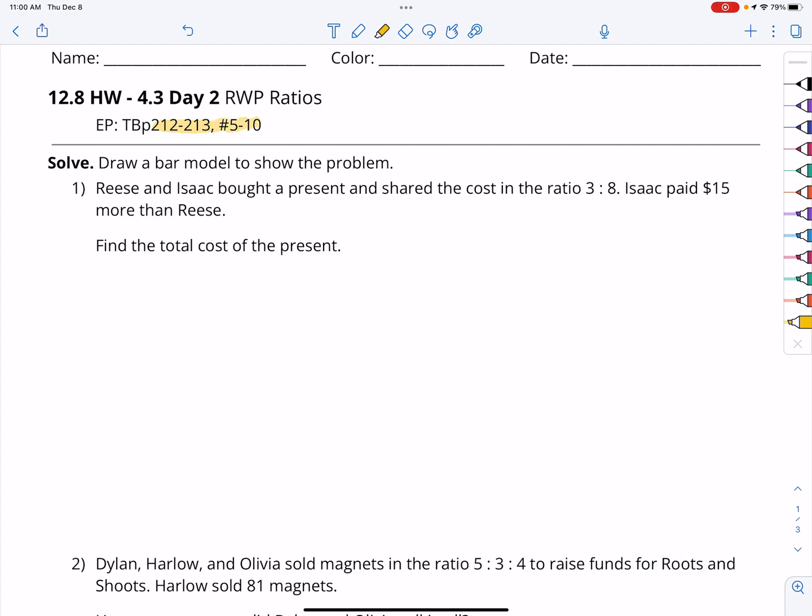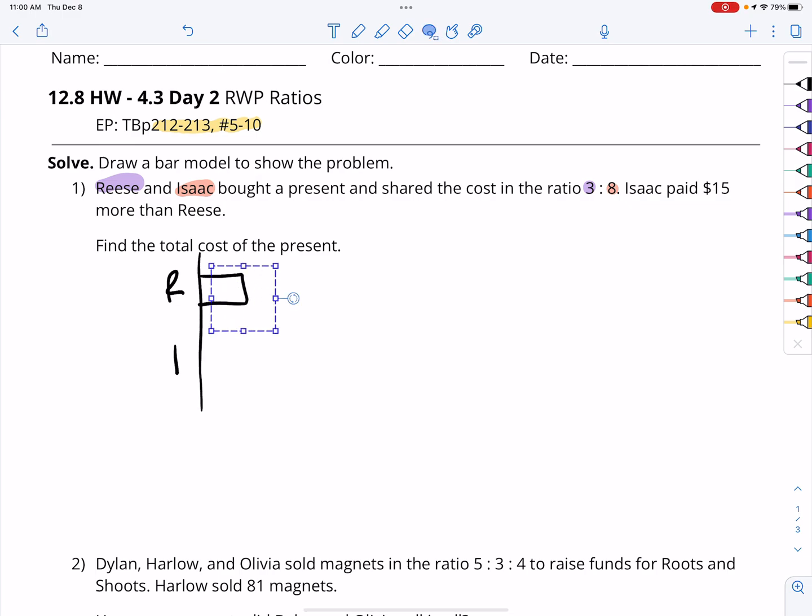So Reese and Isaac bought a present and showed the cost in a ratio of 3 to 8. So Reese, Isaac, we know it was 3 to 8. These are purple. Isaac paid $15 more than Reese. Find the total cost of the present. So we have Reese. We have Isaac. It's a 3 to 8.